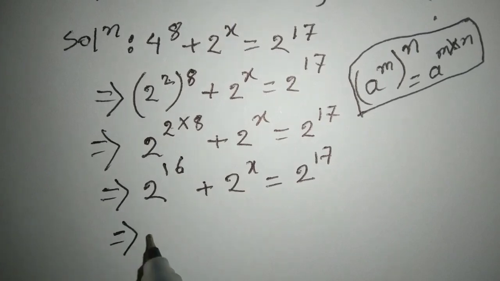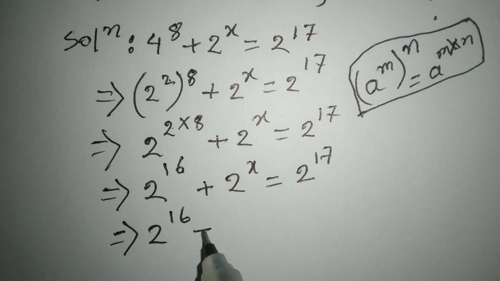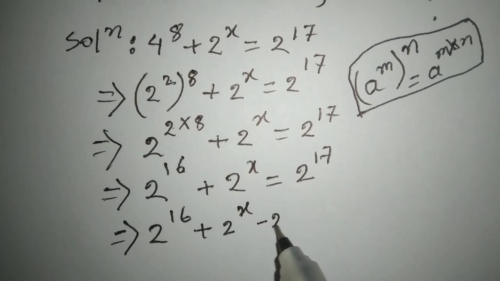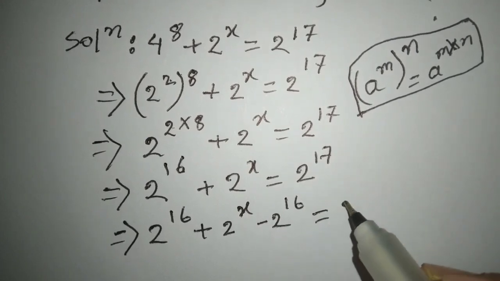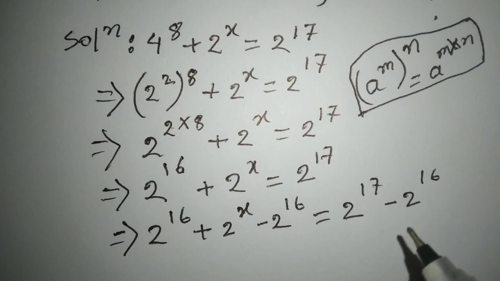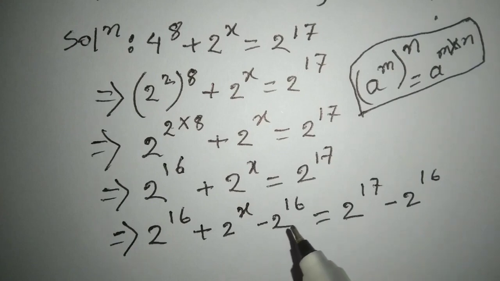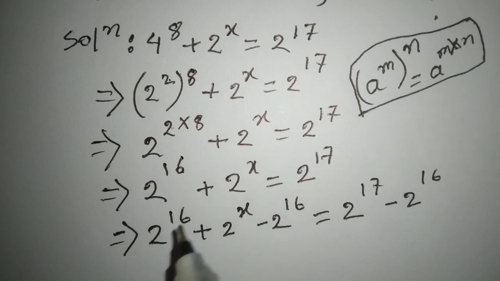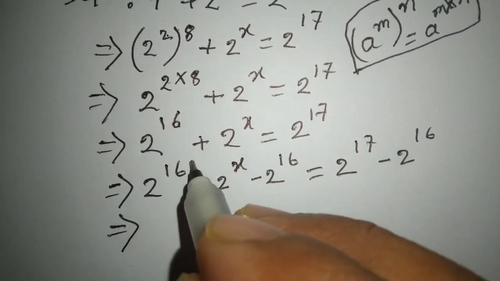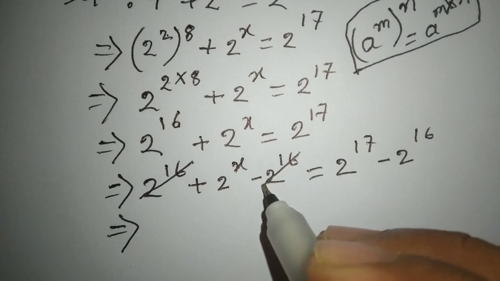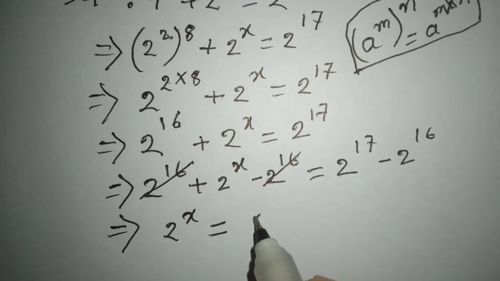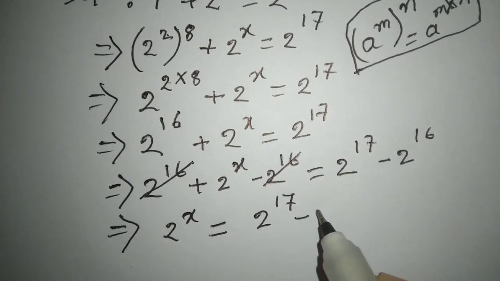Or 2^16 + 2^x − 2^16 = 2^17 − 2^16. We subtract 2^16 from both sides to eliminate this 2^16, or this 2^16 cancels with this 2^16. Here remains only 2^x = 2^17 − 2^16.